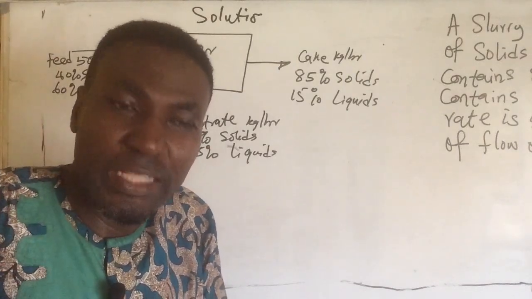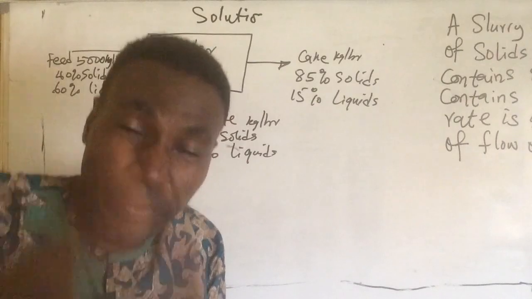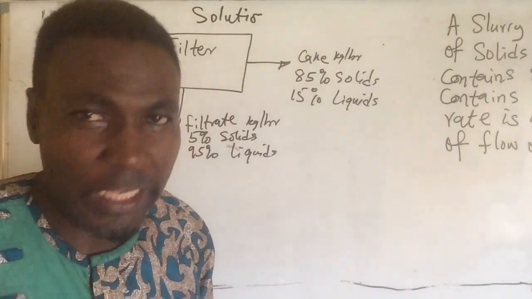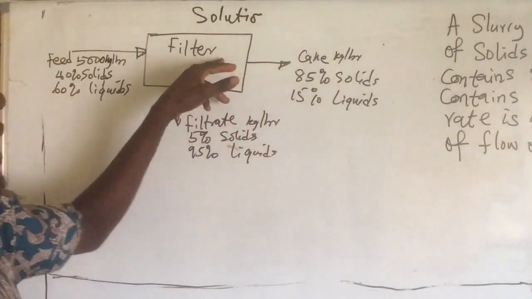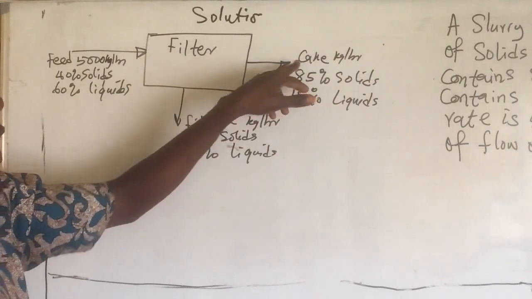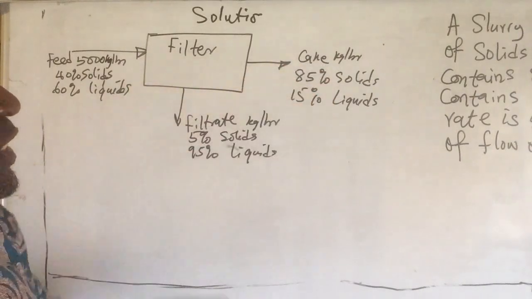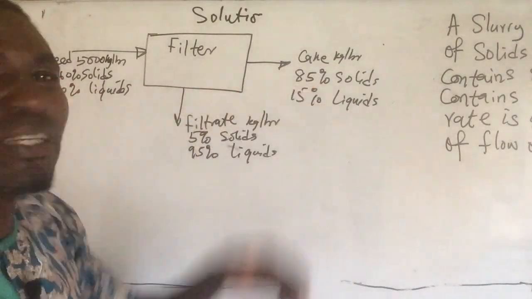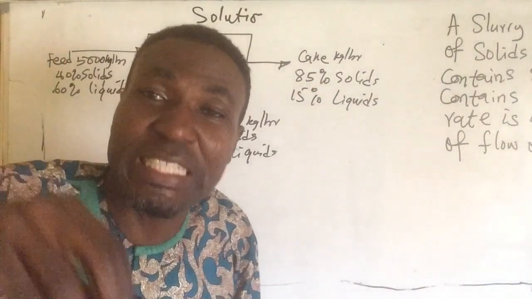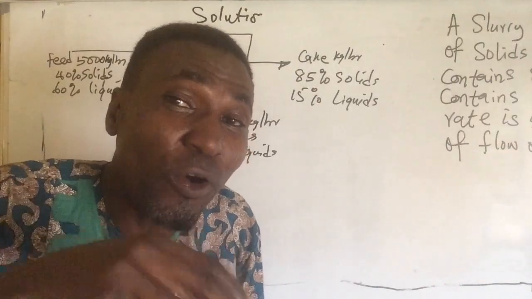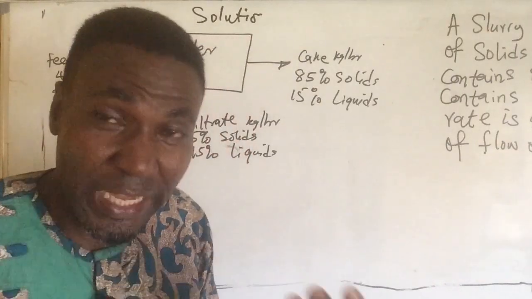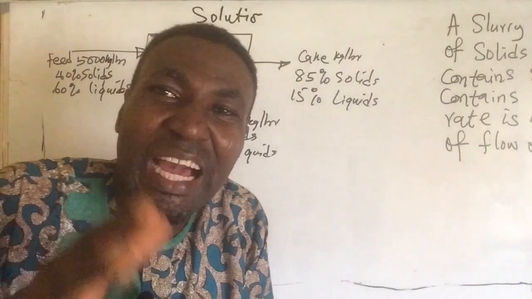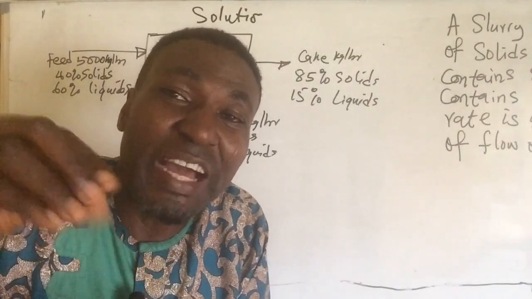That is what we call cake. Those solids you filter out are the cake. So now you filter out your cake. The cake you filter is this. So the question says that after filtering, the cake now has 85% solid.